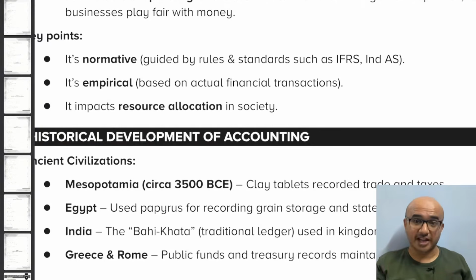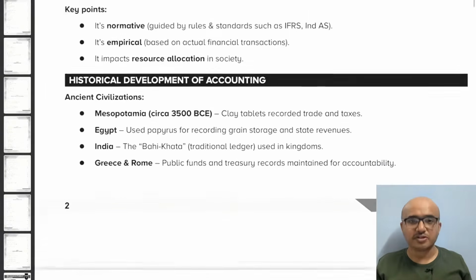It's empirical. It is based on actual financial transactions. I keep saying this in classes. As an accountant, you are mostly a recorder of history. We record whatever has already happened based on facts which we are presented with. What are those facts? The proofs in this case would be invoices, documents, vouchers, whatnot, bills. So based on that, we record stuff. We record, okay, this is what we have spent, this is what we have earned, etc. All this is based on whatever has happened. We don't predict the future, of course. That is not our job. Our job is to record whatever has already happened. It impacts resource allocation in society. Okay, if they say so.